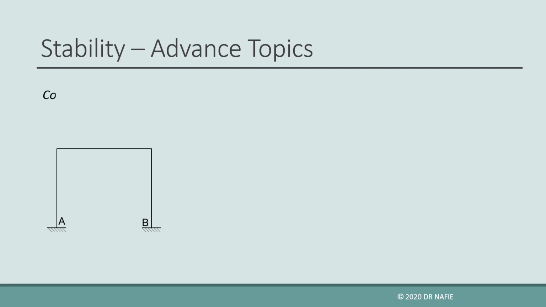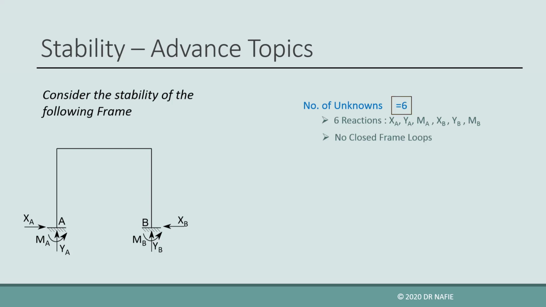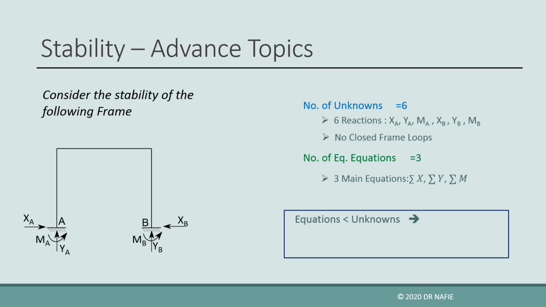Let us examine the first example. By examining the shown frame, we find that it has two fixed supports with 6 reactions. It is an open frame with no internal unknowns, so the total number of unknowns is 6. Because the frame has no hinges, the number of equilibrium equations is 3. By comparison, the number of unknowns is larger than the number of equations, so the structure is stable and indeterminate, according to the numerical check, and in reality, it is stable.